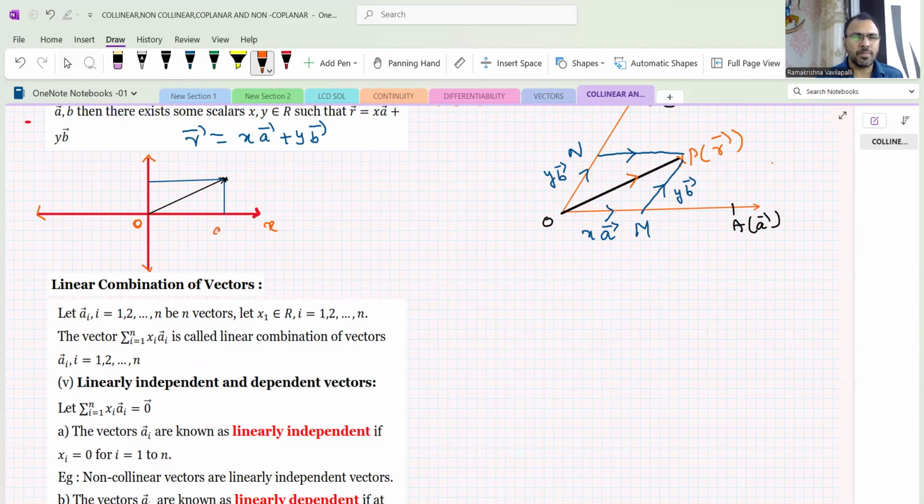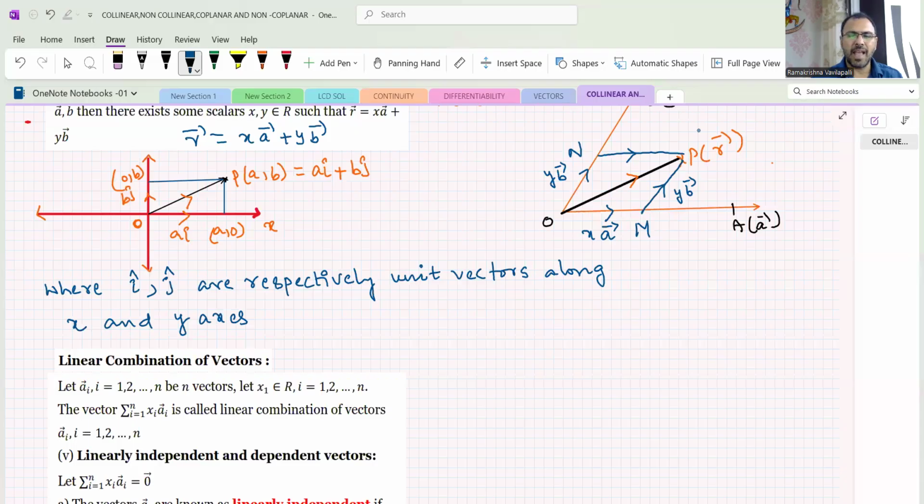So if I take, for example, this point (a, 0), you can say that this is ai, and this point (0, b) is known as bj. Now this vector p of (a, b), that point, I can write as ai plus bj. So any point in two-dimensional space, we can write in vector form. Here i and j are the unit vectors, respectively along the x and y axis.